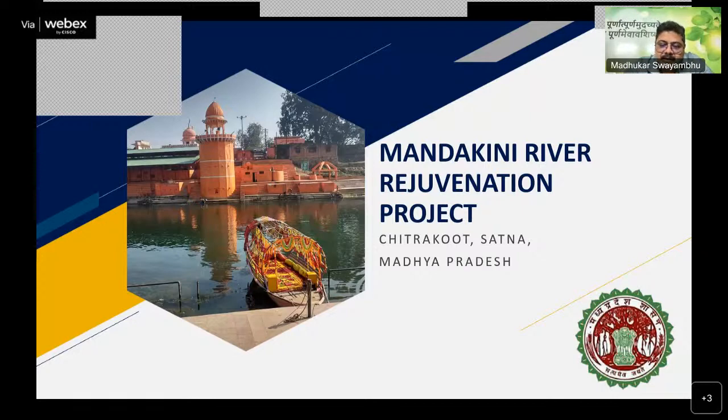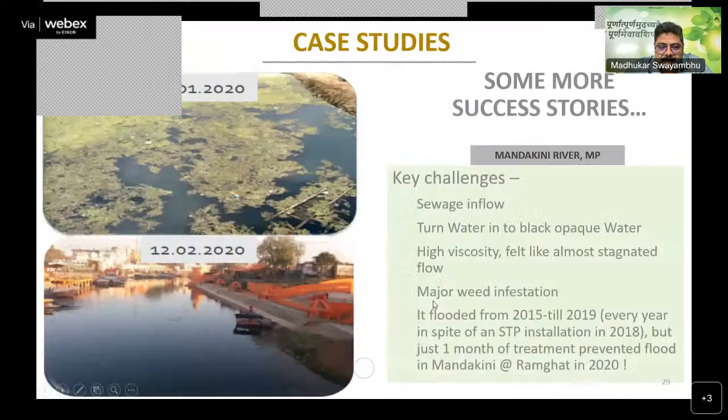This is Mandakini River in Chitrakoot district, Satna of Madhya Pradesh. This was a pre-treatment condition and this was the post-treatment condition. The intervention was done only for a month. And within the month, they were able to see a substantial change, right? Now, the key problem was sewage inflow, water was absolutely black.